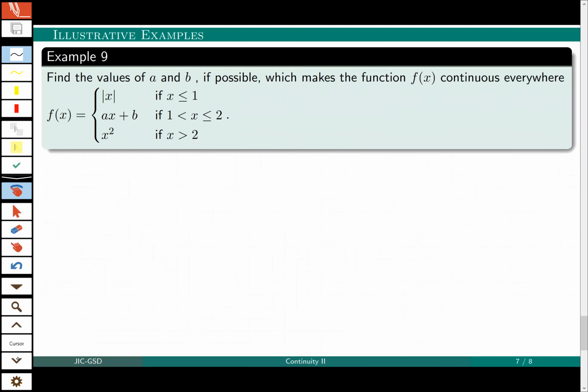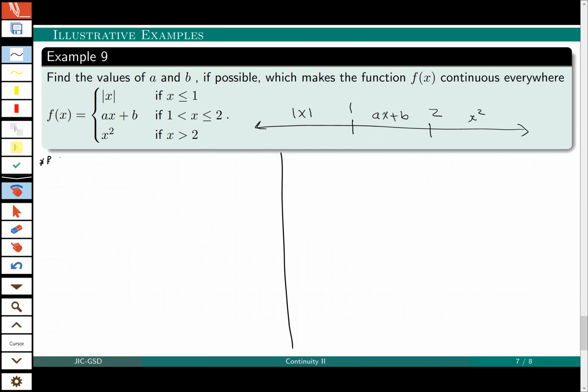here we have x between 1 and 2. If x is smaller than 1, it's absolute value of x. If it is more than 2, it's x squared. So when he says find the value of a and b, which makes the function continuous everywhere, we should say first f of x is continuous on the interval minus infinity to 1, union 1 to 2, union 2 to infinity. We don't have any problem with this one.